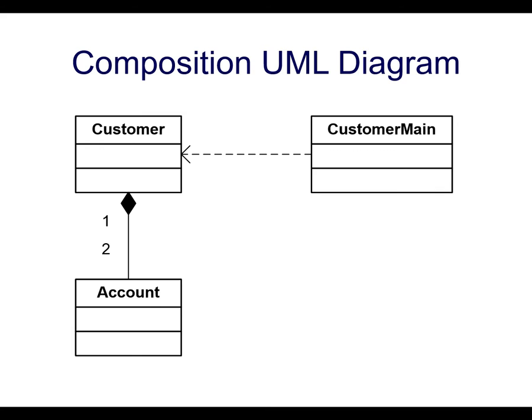If this relationship had been an aggregation relationship, it would have been symbolized by using a hollow diamond. The dotted line with the open arrowhead that connects the customer main class to the customer class symbolizes a uses relationship. The customer main class uses the customer class. Such relationships often indicate that a method in a using class has a local variable whose type is the class being used. Furthermore, the method would normally call the methods of the class that it uses.